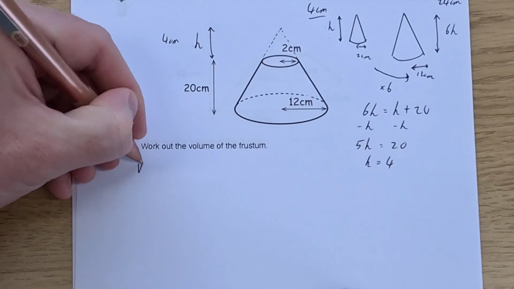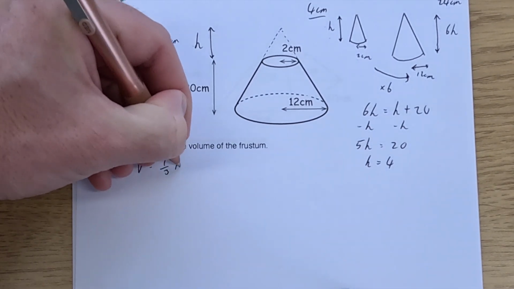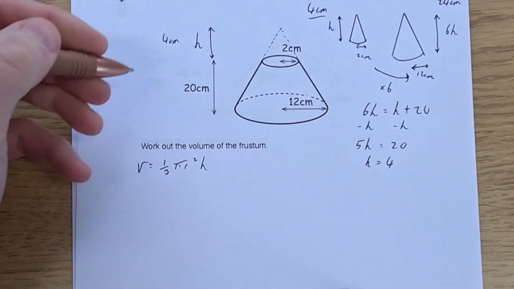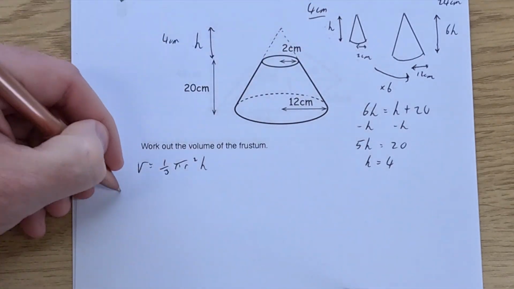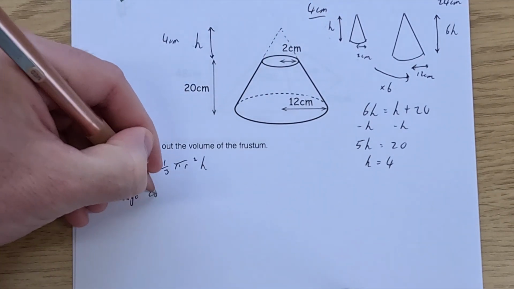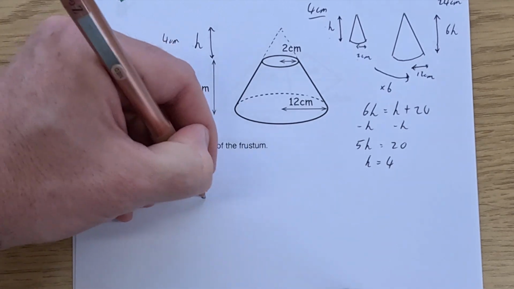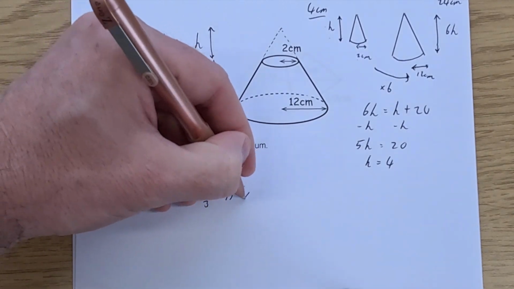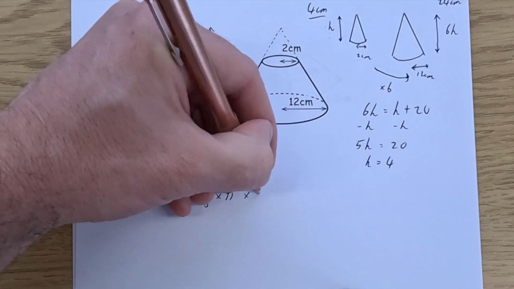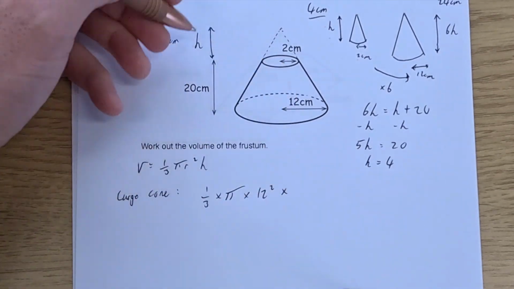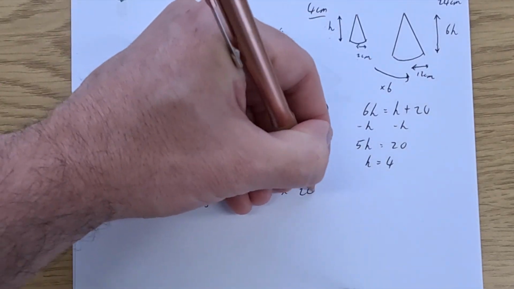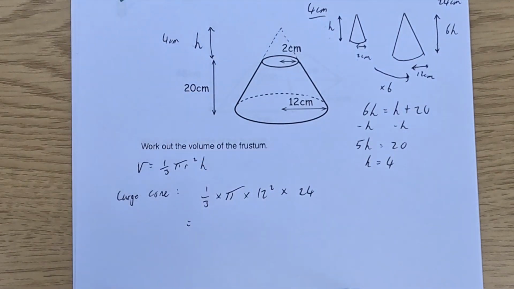Okay, so the volume of a cone is equal to 1/3 pi r squared h. And if we consider the large cone, we're going to do 1/3 multiplied by pi, multiplied by the radius of the base, which is 12 squared, multiplied by its perpendicular height, which we find to be 24. So when we work that out, that'll tell us the volume of the larger cone.